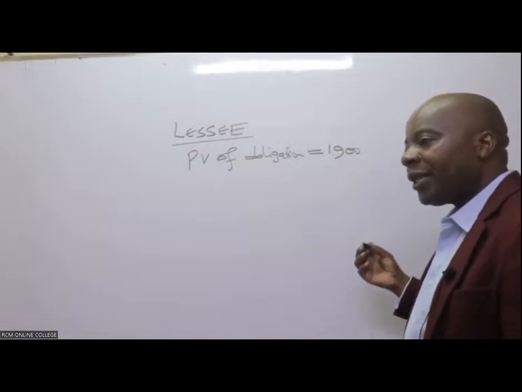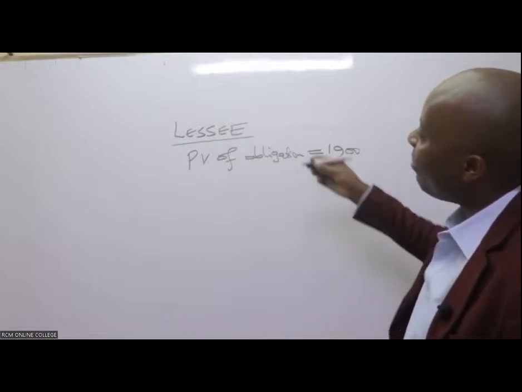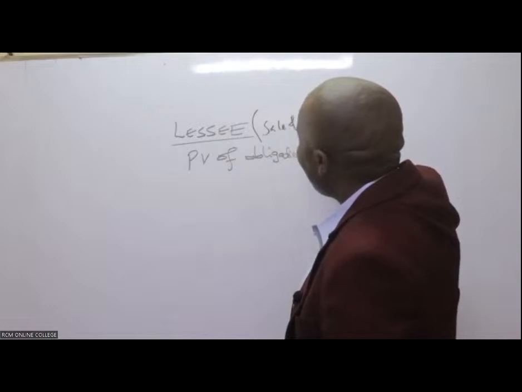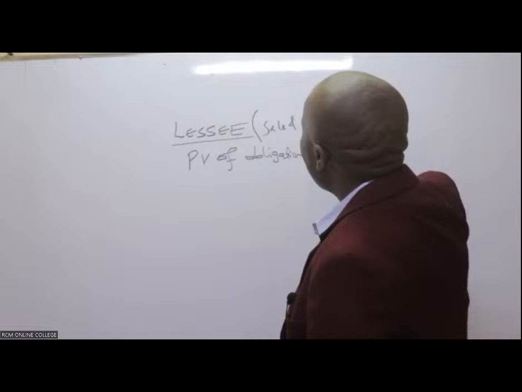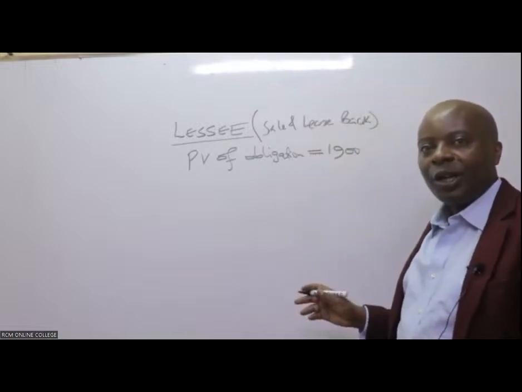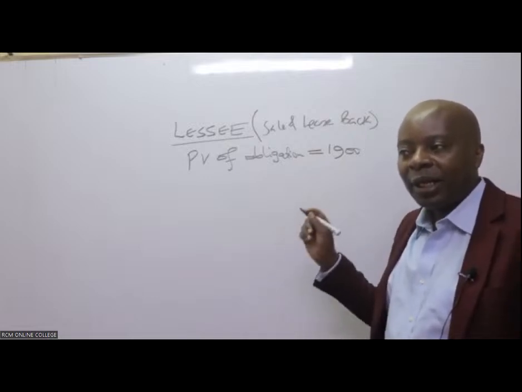Once you give me this present value of the obligation, the next thing, because remember, this is a sale and lease back, it's a sale and lease back. So you can't tell me that this amount will be the right of use. No, there is a special formula of getting right of use, and I'll not apply that special formula here.